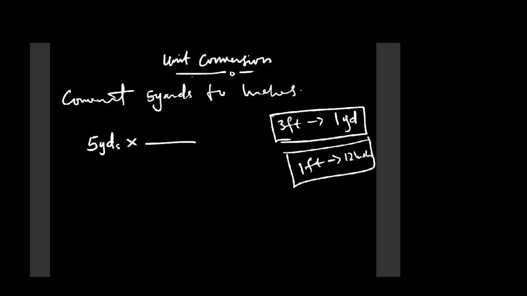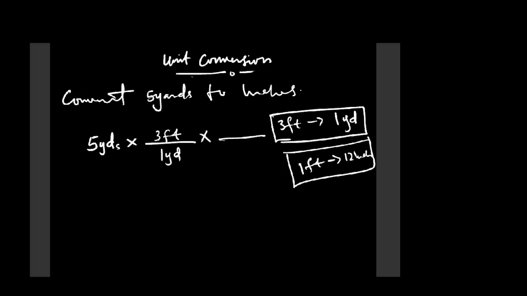Are you getting this now? We want to cancel yards. We want to leave it for feet. So we have that 1 yard will be at the denominator, and then feet is going to be at the numerator. That is 3 feet. Then multiply by, so if you convert to feet now, you want to cancel feet also to convert to inches.